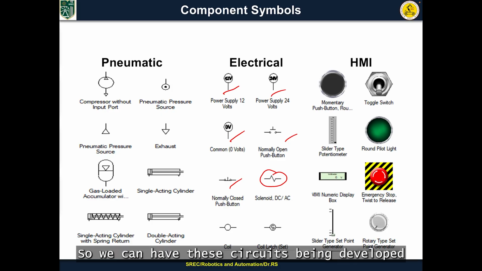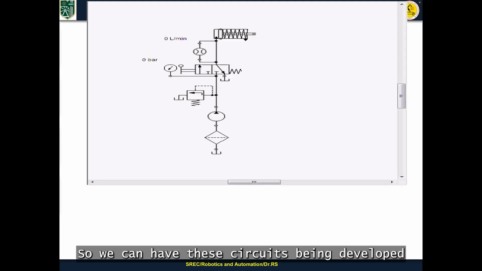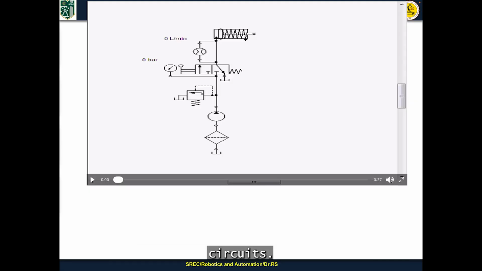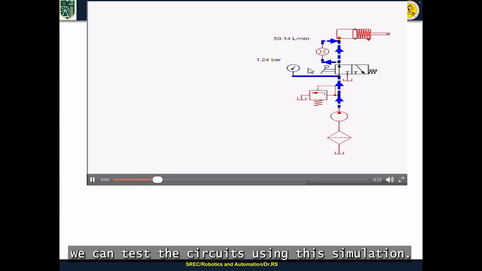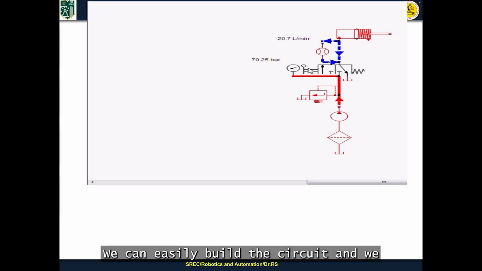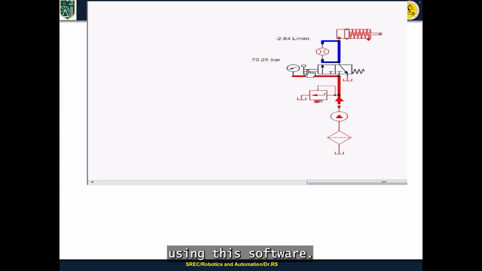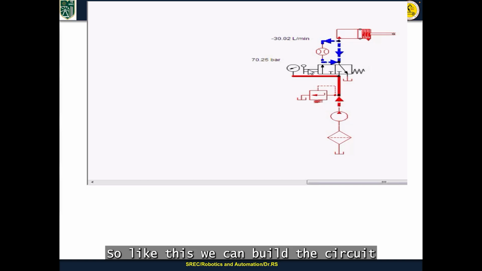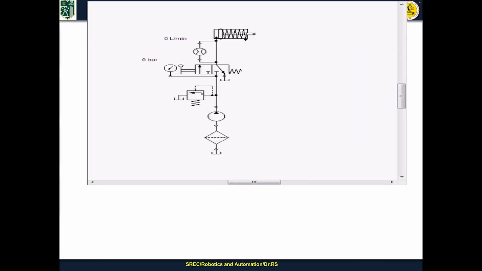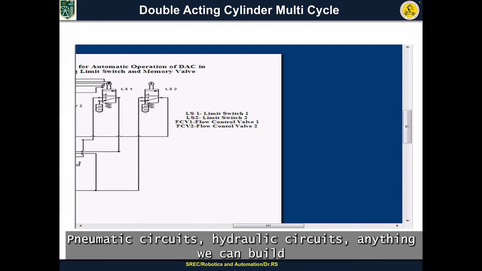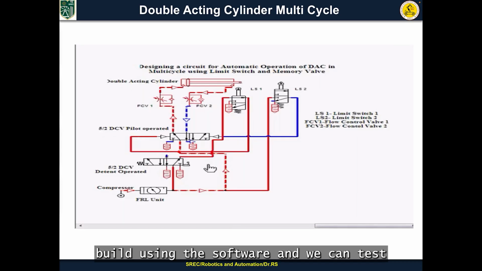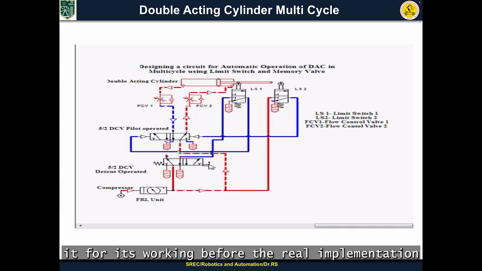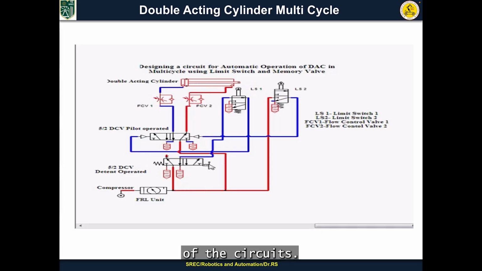We can use it. So we can develop these circuits and see the simulation of the circuits. Once you create a circuit, we can test it using this simulation. We can easily build the circuit and see how it functions using this software. Like this, we can build the circuit using the software and test it. Pneumatic circuits, hydraulic circuits, anything we can build and test. Even complex circuits we can build using the software and test for their working before the real implementation of the circuits.